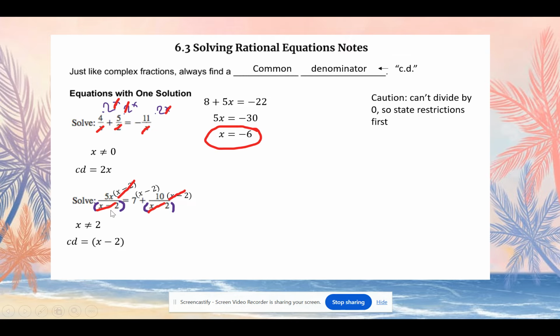And then we're going to rewrite. So over here I have 5x. Over here, distribute, and you'll get that. And then we're going to go ahead and solve for x.